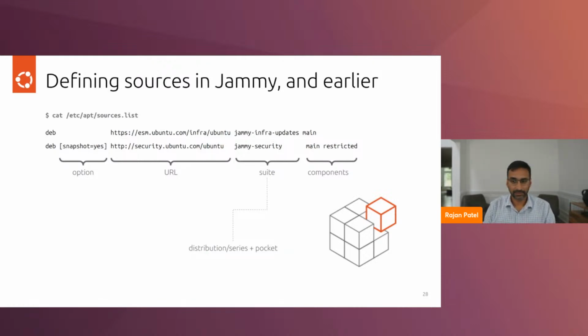The web address is just the URL of the repository at security.ubuntu.com/Ubuntu, and jammy-security is the suite. It is comprised of the distribution name, also referred to as a series name, and it's hyphenated with the pocket name. The security pocket contains the security patched binary packages in the Ubuntu Jammy release.